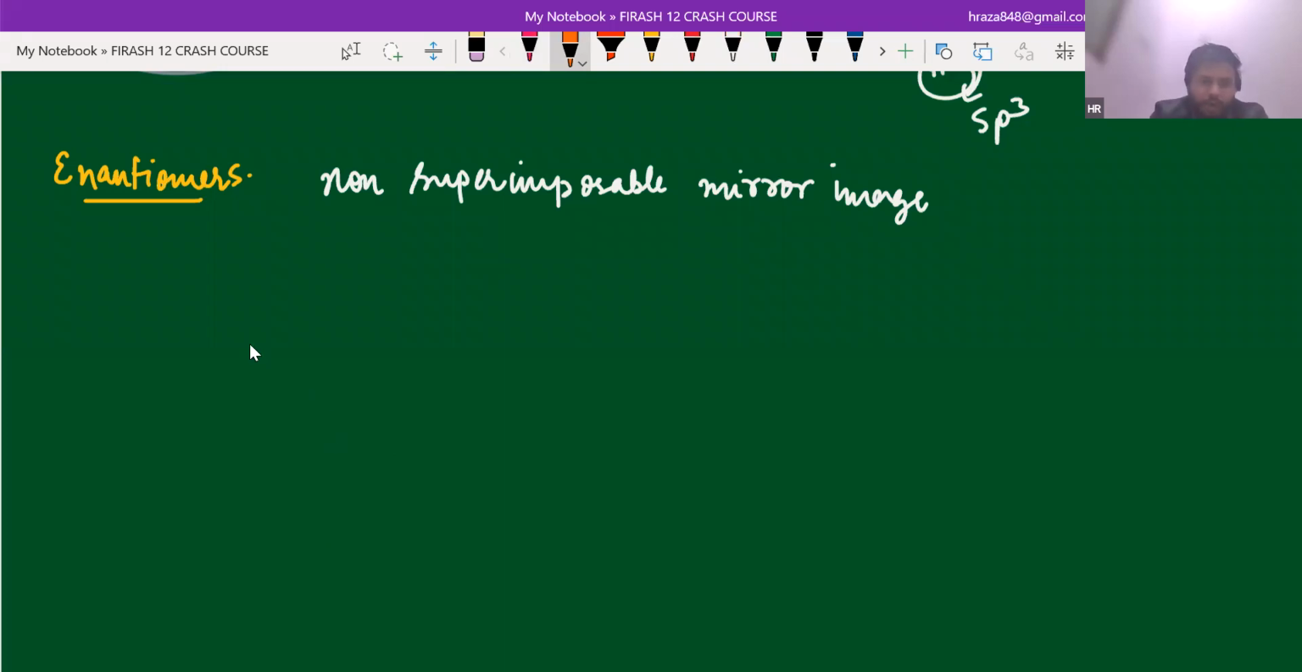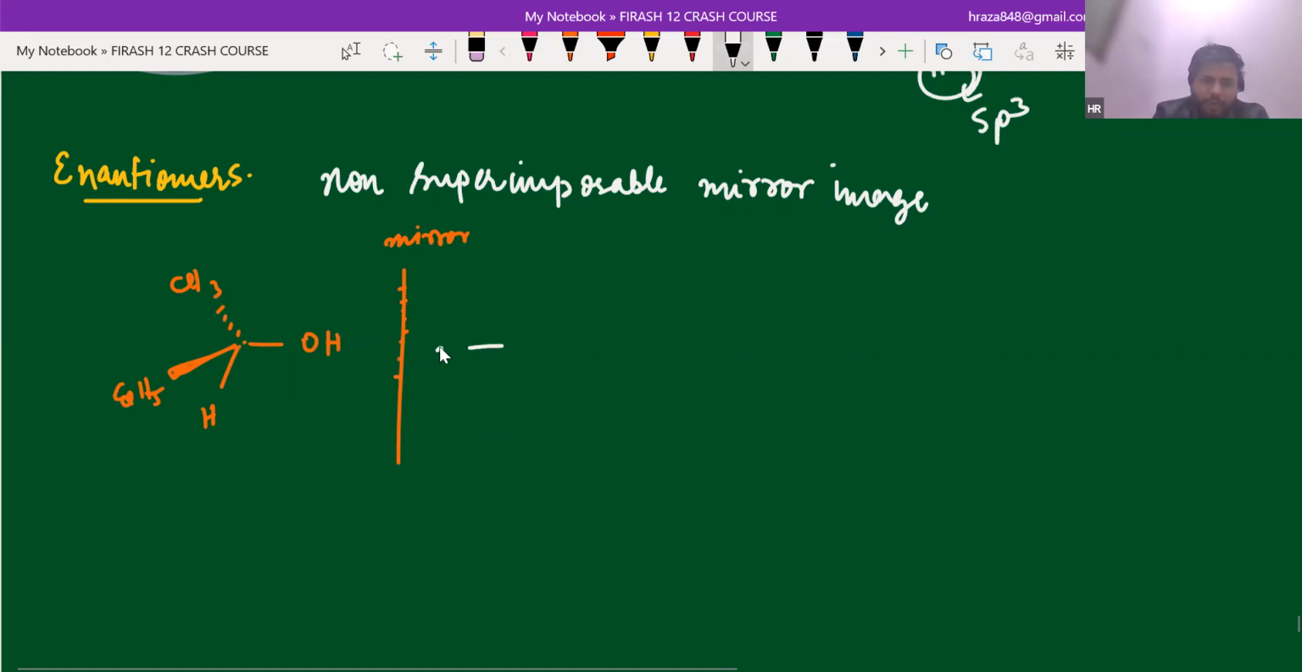So I'm gonna show you a compound in NCERT. It is given that this is your CH3, this is your C2H5, and this is your H. And if you put a mirror here, it will be in the opposite direction, it will be inverted, right? What was on the right hand side will be on the left hand side now, and this will be on the right hand side. You know how the configuration will be in the mirror, right? Are you getting my point?